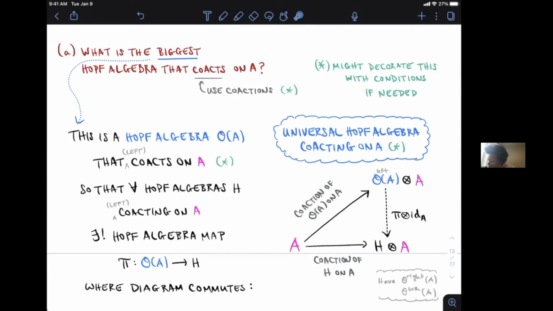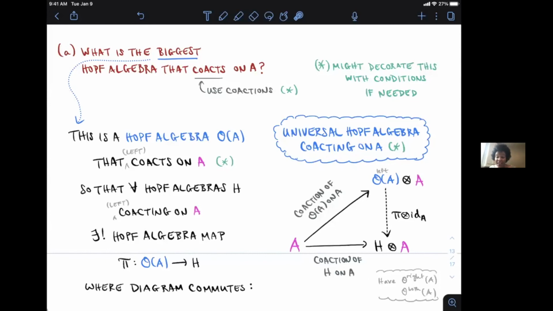So that for any Hopf algebra H that coacts on A, say from the left, so I have these two diagrams here, there's going to be a unique Hopf algebra map going from the universal gadget to H that makes this diagram commute. So this forms a Hopf algebra. It's huge. It might not have a finite presentation. It might be impossible to write down, but it is out there. I'm going to call this the universal Hopf algebra coacting on A.